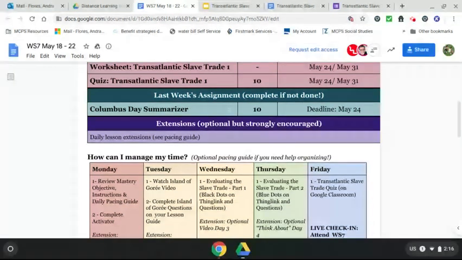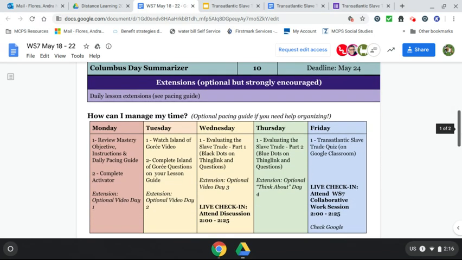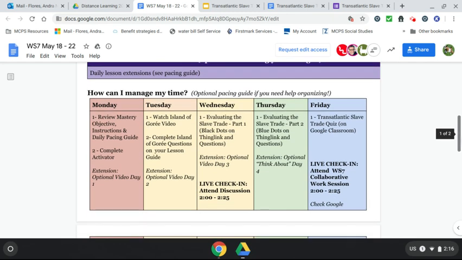Okay. If you still have not done last week's assessment, the Columbus Day Summarizer, please get that in by May 24th. And as always, we have our pacing guide here for you. On Wednesday, we will be playing a Kahoot to get you ready for the quiz. And then the quiz will be posted to Google Classroom on Thursday. So you can take it Thursday through Sunday as long as you're done by 11:59 p.m. on Sunday.